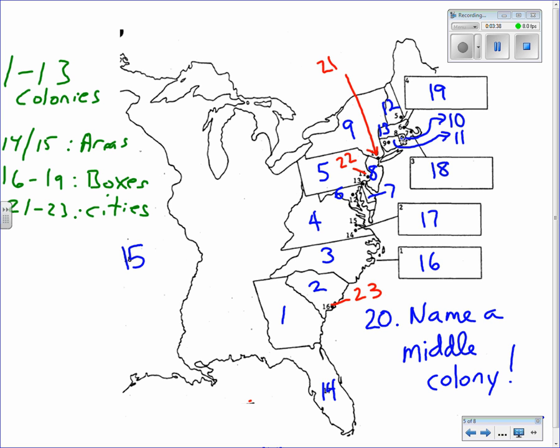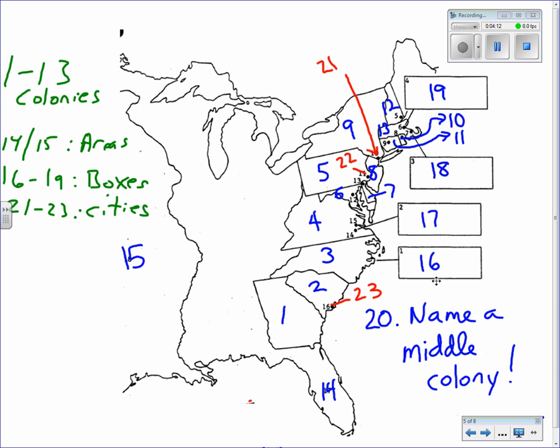Number 10, the small little county right here, Rhode Island. Number 11 is the arrow pointing to Connecticut. Number 12 is New Hampshire. 13 down below it is Massachusetts. 14, if you can find 14 down here, that is the area of Spanish Florida, area owned by Spain. 15 is New France.